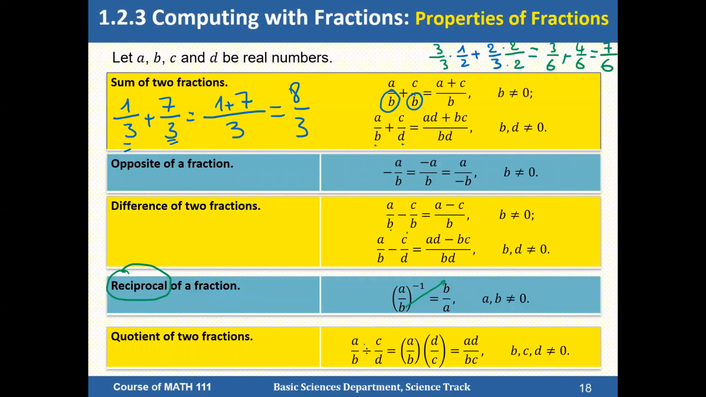For the division, to divide two fractions, we transform the division and write it as a multiplication. But multiplication of what? Of the first fraction a over b multiplied by the reciprocal of the second, the reciprocal of the second which is d over c. Then in the multiplication we multiply a by d, the numerators, and we multiply b by c, the denominators. Let us see an example of how to perform operations on quotients.